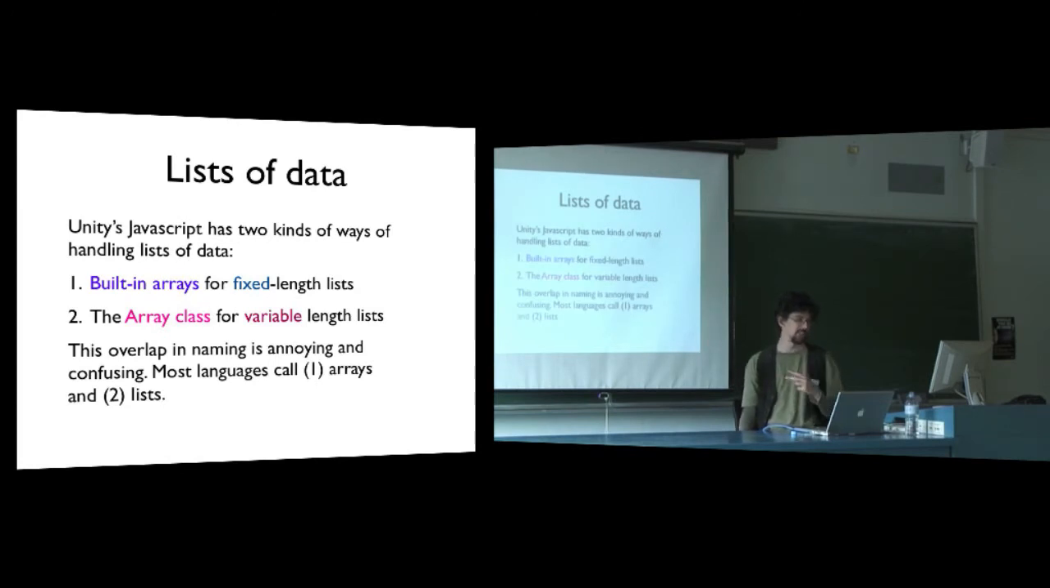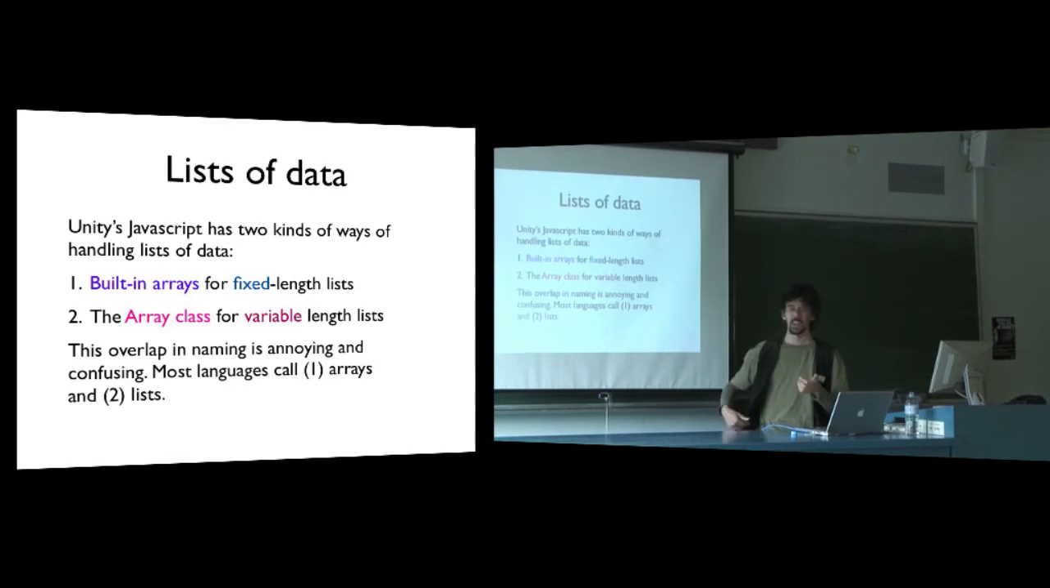So we have two different ways in Unity JavaScript for handling lists of data. And it's really annoying that they've got two different ways and they've given them the same name. They're both called arrays, which really sucks. There are what they call built-in arrays, which is what I just showed you, and built-in arrays are for lists of fixed length. That length can change from run to run, but when you create the array, you create it with a certain length.